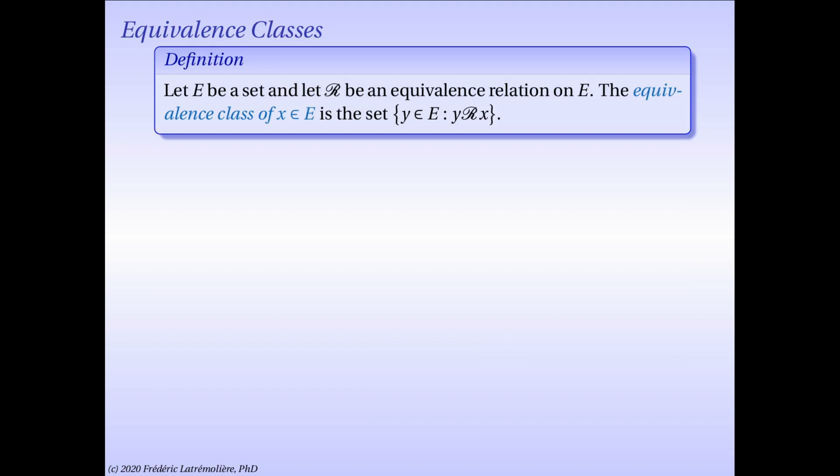When you have an equivalence relation on a set, you can define a notion of equivalence class for an element. The equivalence class of an element x in a set E is simply the set of all elements y equivalent to x.